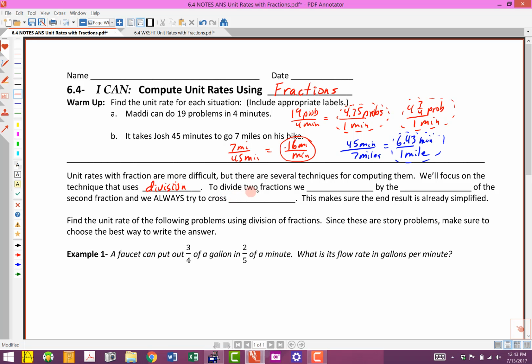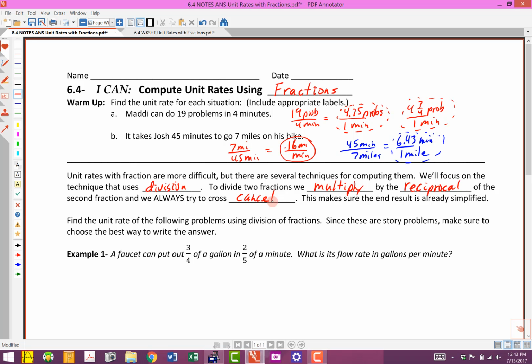So if you remember, to divide two fractions, we multiply. We never really divide two fractions. We always multiply by the reciprocal of the second fraction. And whenever you're doing multiplication of fractions, you always try to cross cancel.